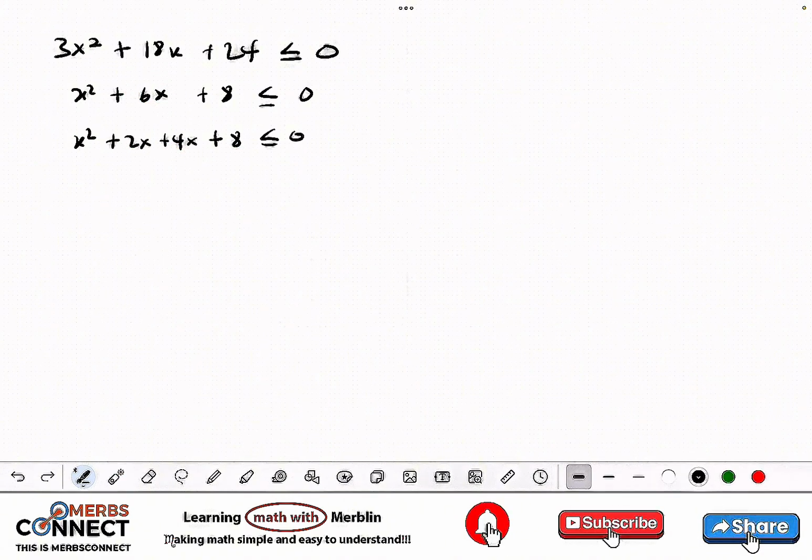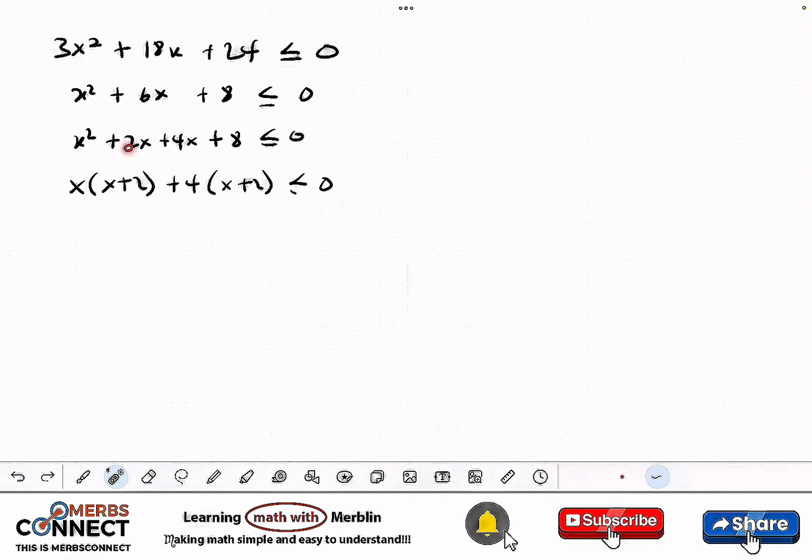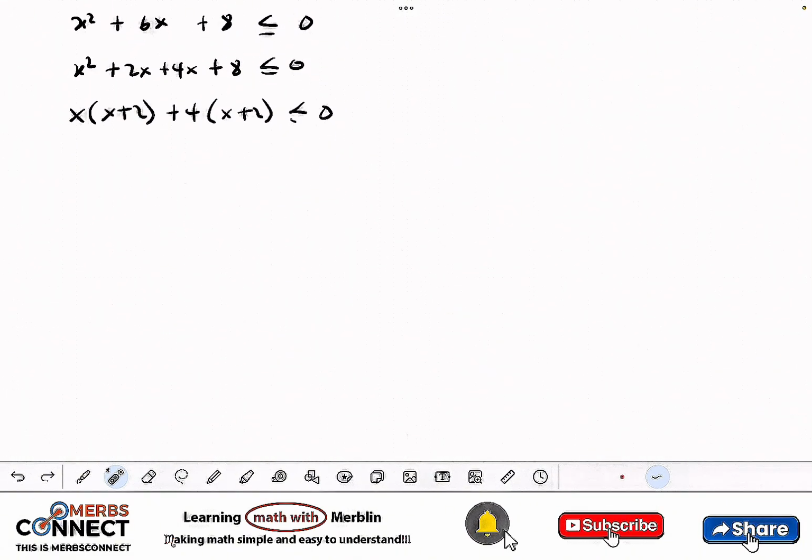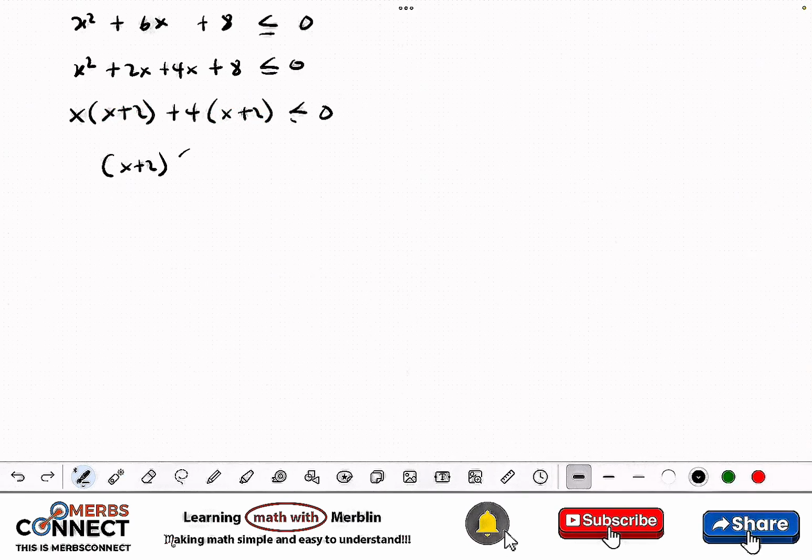So we are going to factor x out, x plus 2. We are going to factor 4 out, x plus 2, less than or equal to 0. So this is what I did. I just maintain these two. Factor x out, here we will be left with x. Factor x out, here we will be left with 2. Here I factor 4 out, here we will be left with 2. When I factor 4 out here we will be left with what? 2. So since we have this and this to be the same, this can be written as x plus 2, x plus 4 less than or equal to 0.